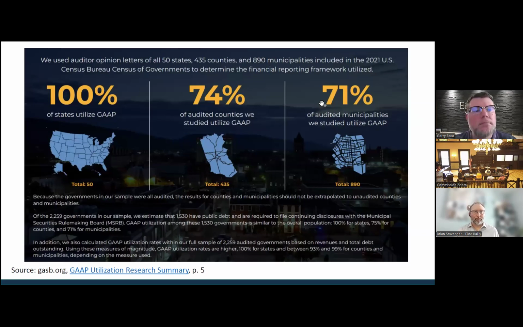The statistics listed on this slide detail GAAP utilization using opinion letters submitted through the U.S. Census Bureau from the annual survey of local governments. Douglas County also participates in this survey. We respond to it every year.